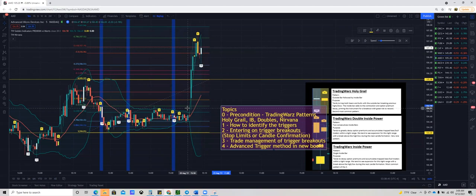Otherwise, there is an advanced trigger method, which I call front running, which will let you get in before the actual triggers. And I'm actually writing a new book on that. I'll be releasing that in my book because it's a little bit of a lengthy topic.